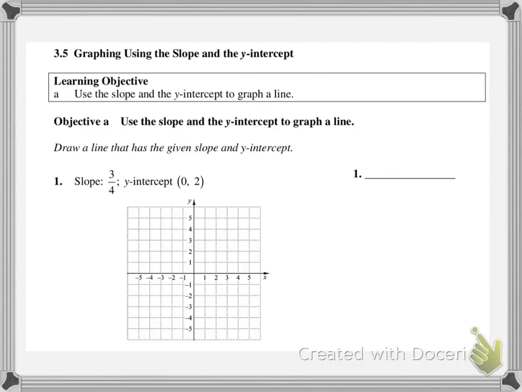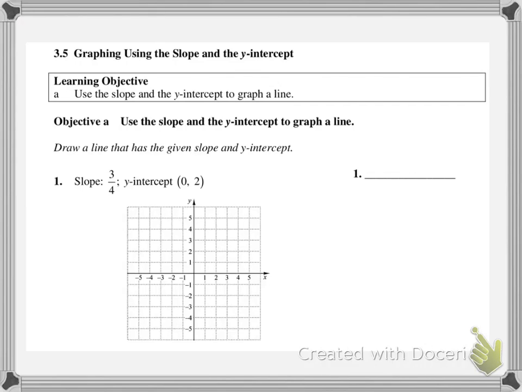Now we're going to use the skills that we've learned in previous lessons to help us graph. So we're going to look at slope and intercept, and we're going to use those tools to help us graph a line. So instead of just plotting random points or plugging in zeros, this is another method for graphing equations. So the first thing you want to do is graph what you know.